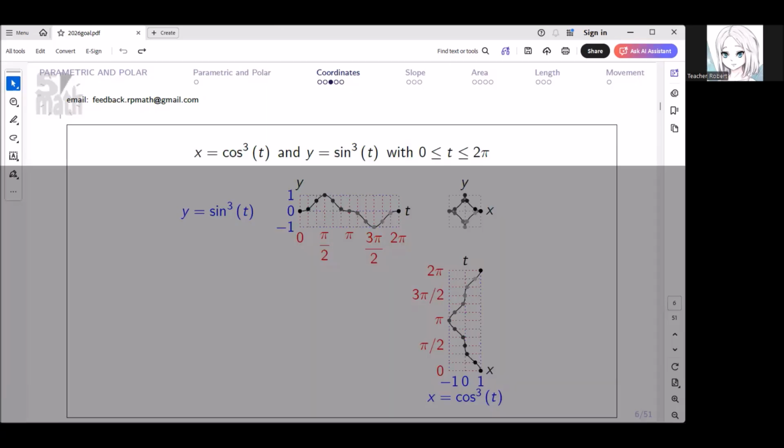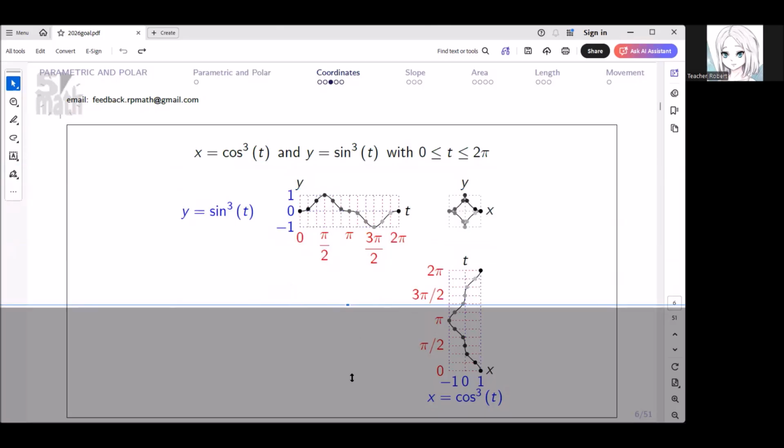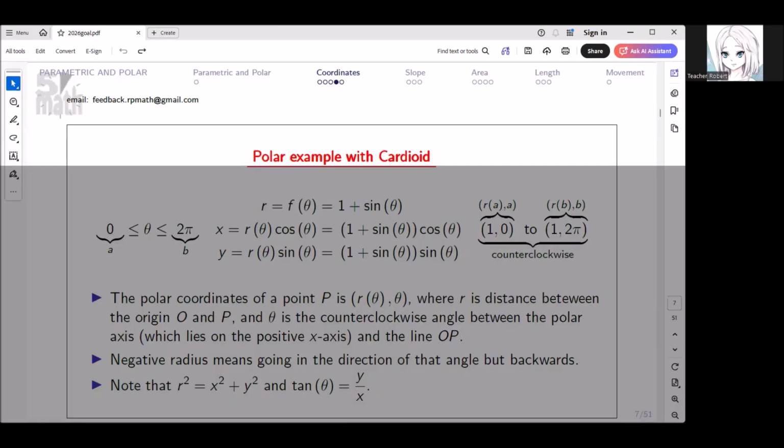x equals cosine t cubed and y equals sine t cubed, with t greater than or equal to 0, less than or equal to 2 pi. Polar example with cardioid.